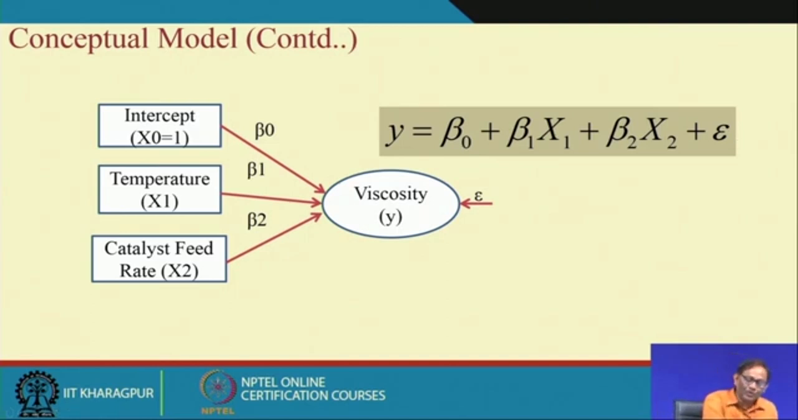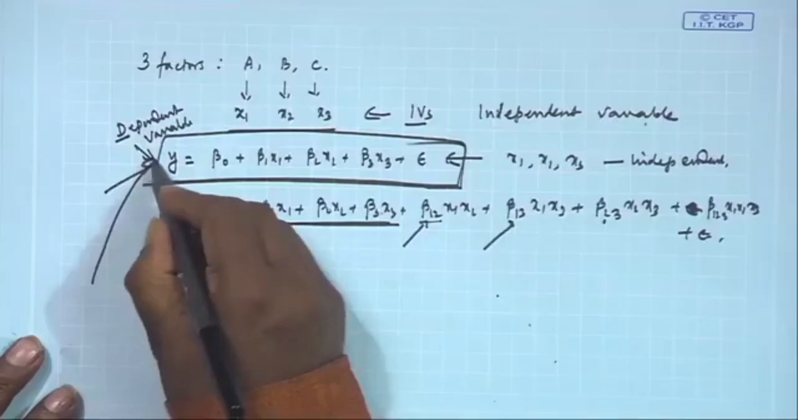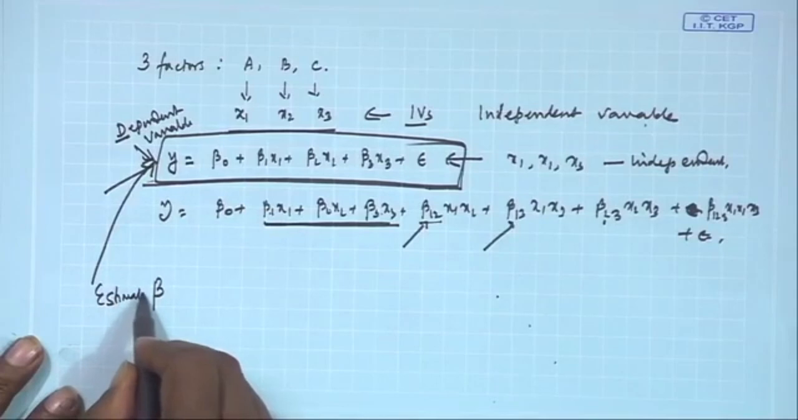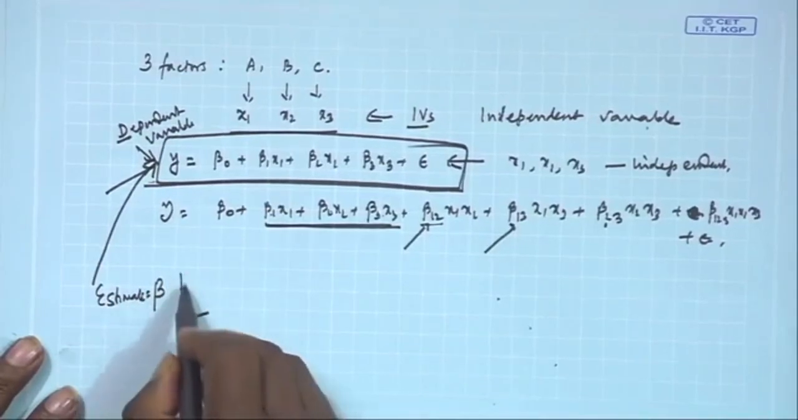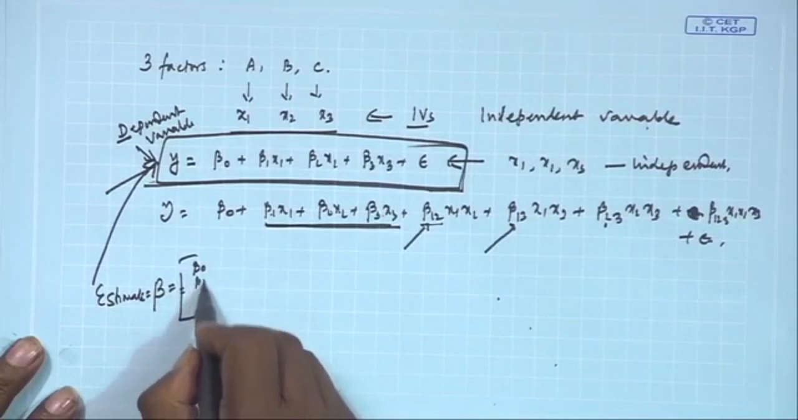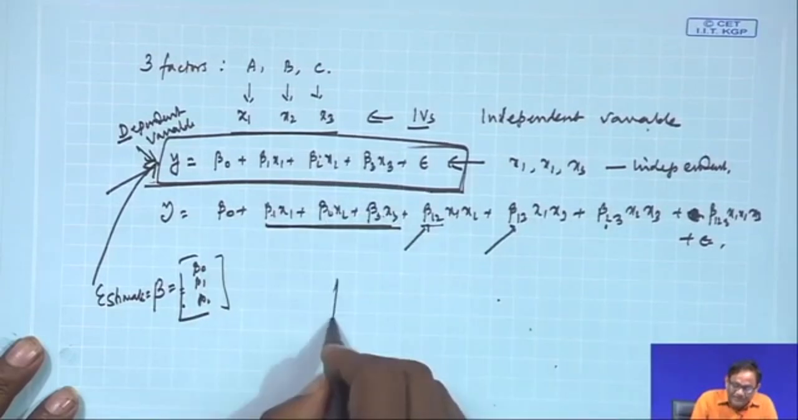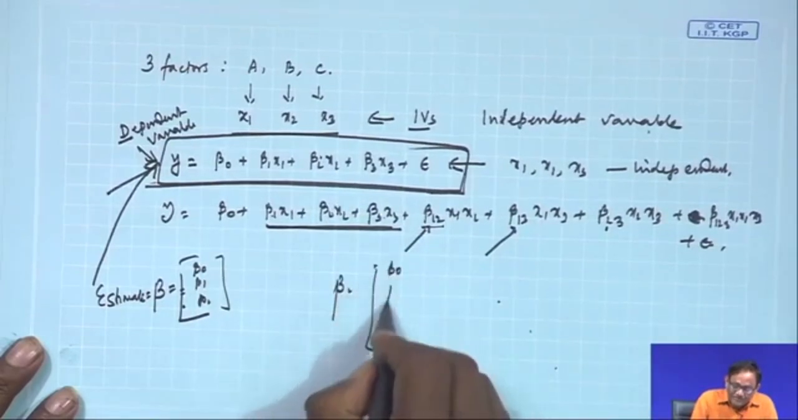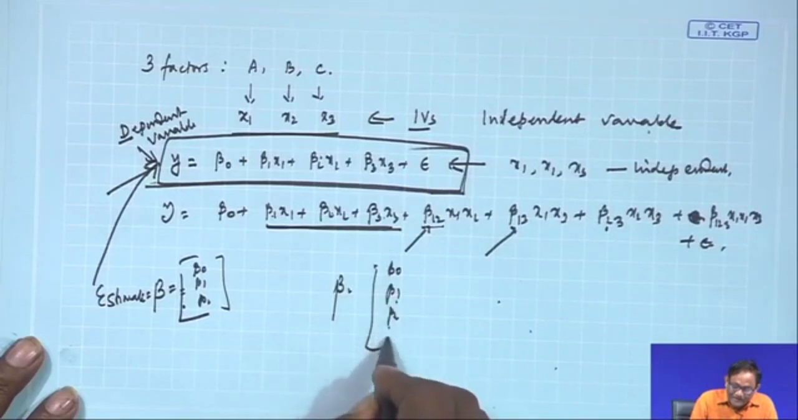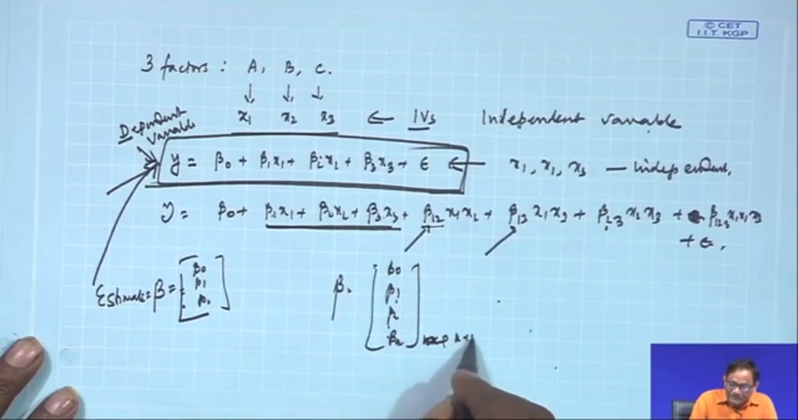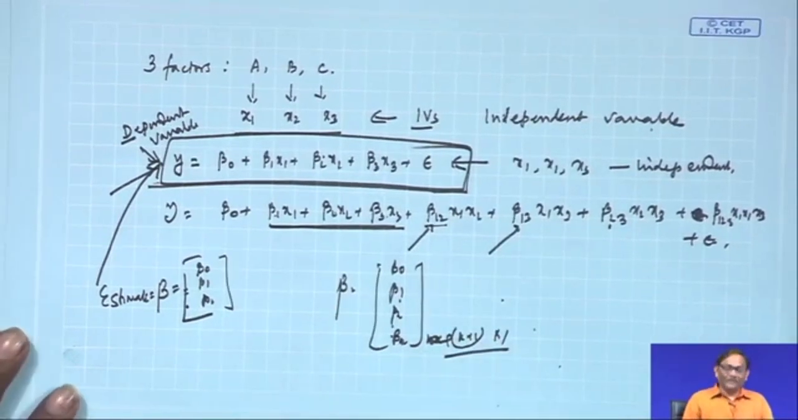Okay. So, what is the job here? Our job is to estimate the beta values. Suppose we consider this equation. Our job is to estimate beta, which is basically a vector: beta 0, beta 1 and beta 2 with respect to this equation. With respect to general k variables, beta will be beta 0, beta 1, beta 2, up to beta k, a k plus 1 cross 1 vector.